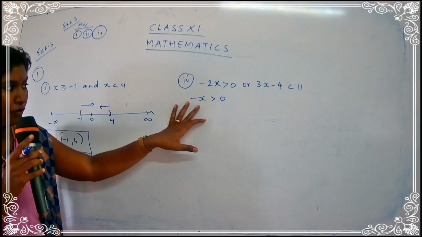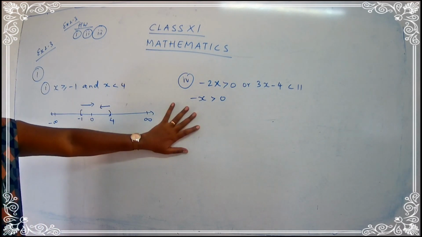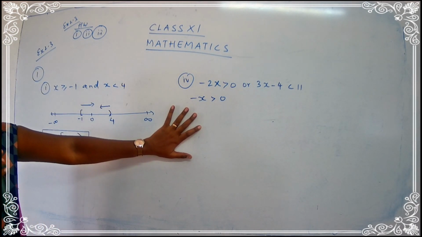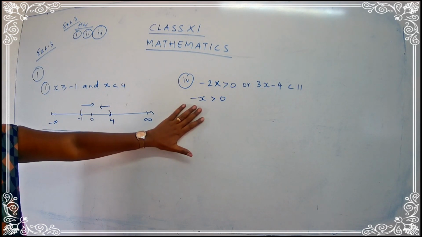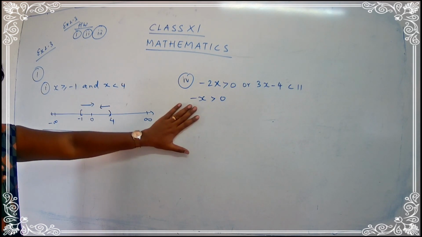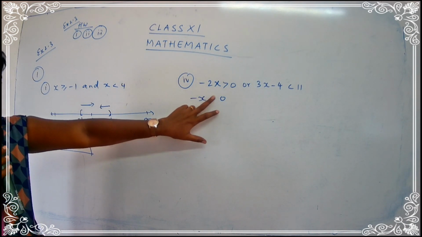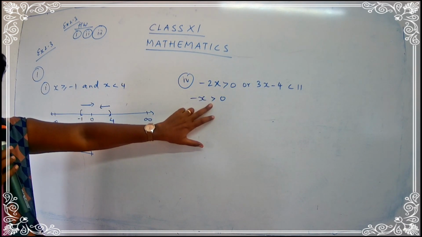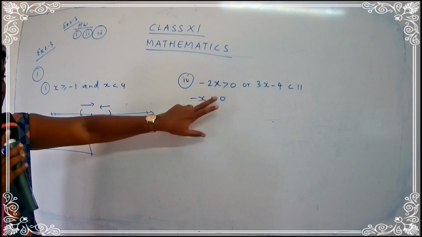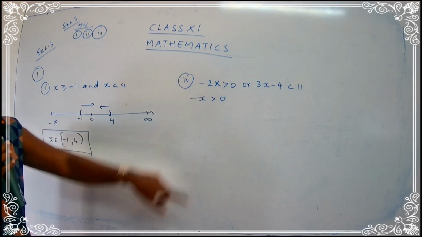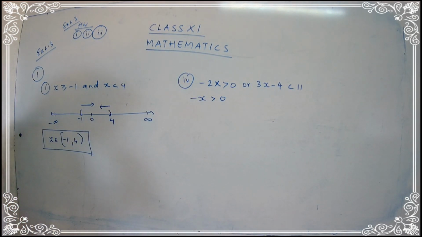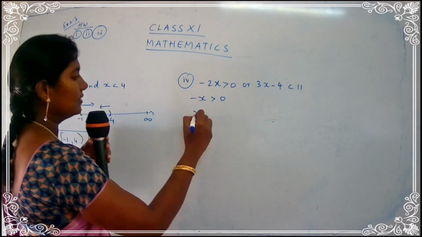Now I have told you that we don't want the first term to be negative. So we are going to change the sign. And when you change the sign, remember you have to change the sign of the comparison part also. That is, we have a greater than here. When you change the sign, what happens? The greater than changes to less than. So what do you get over here? You get x less than 0.